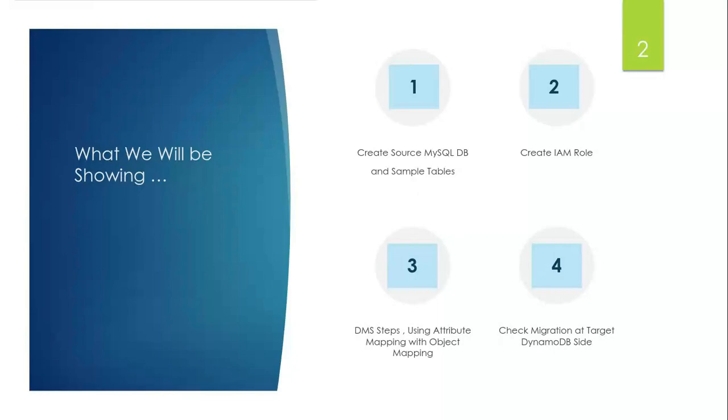Then I'll be discussing in detail the object mapping, mostly the table mapping rules to map data from the source to target DynamoDB tables. So we'll be discussing multiple examples, from one table to two tables. And at the end, I'll be showing the end results, like the migrated tables we received at the target DynamoDB side.